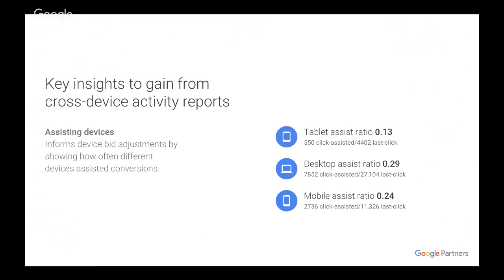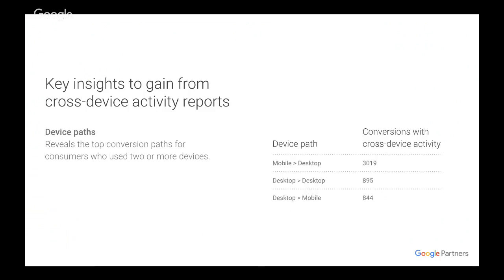Next, assisting devices will provide you information on the times where a certain device assisted a conversion. And you will be able to obtain this per campaign, ad group, or keyword. Now, for example, if you learn that a campaign receives many mobile assist clicks, you may want to increase your mobile bid adjustment for that campaign to potentially get even more clicks that assist conversions.